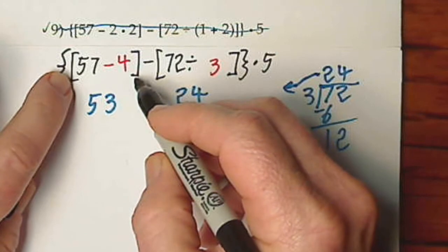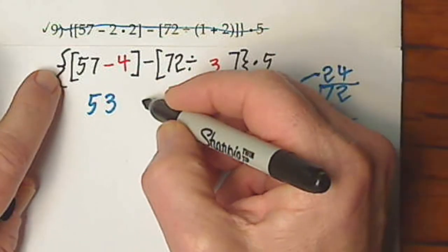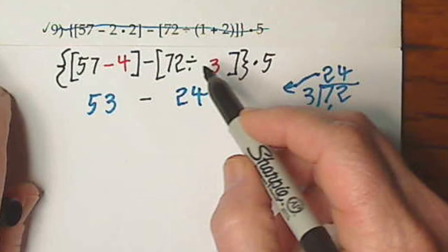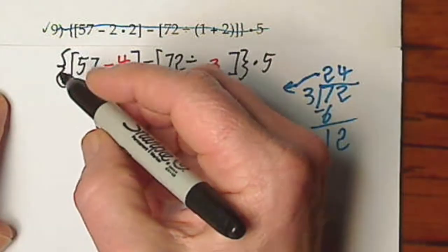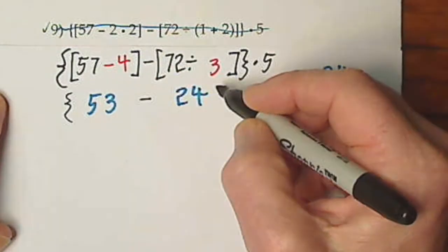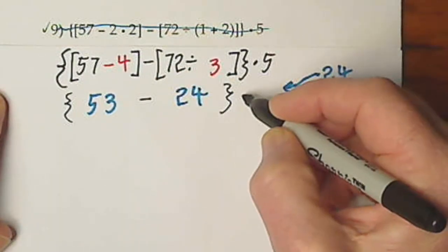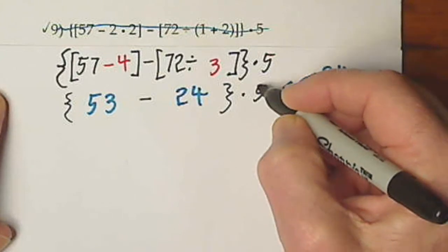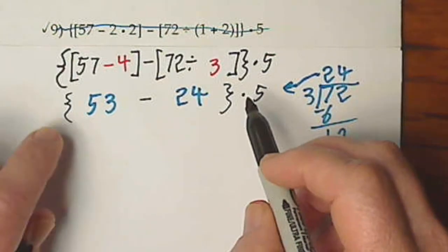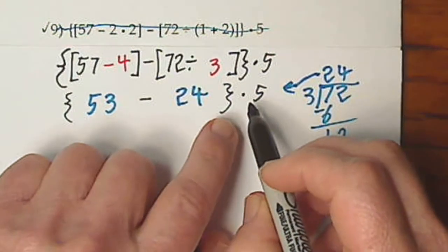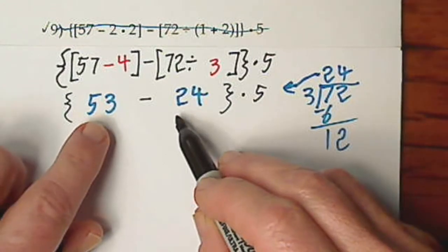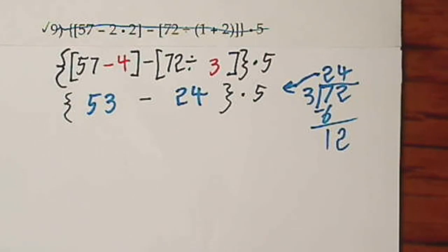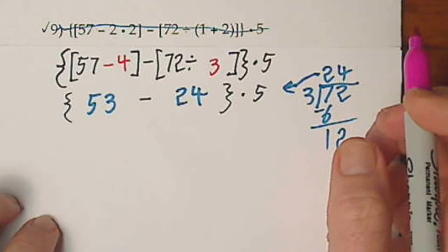These brackets, I don't really need them anymore. All I need is this negative between them. And again, these brackets, I don't really need them anymore. But I do need these curved ones times 5. I just bring that down. Because if I didn't have these curved brackets, I would be doing this multiplication first. Okay, but the brackets say I've got to do the addition or subtraction first. And with signs are different, you subtract, keep the sign of the larger.